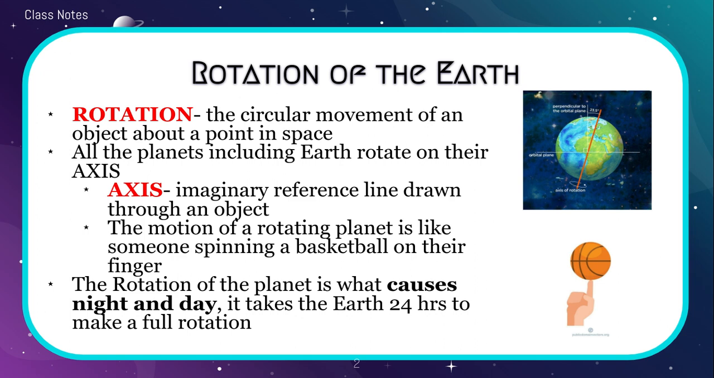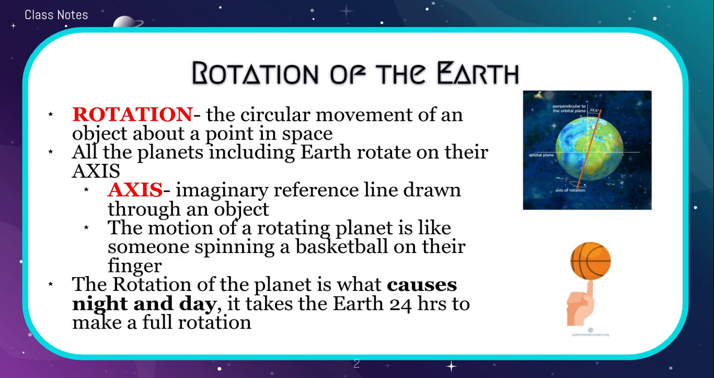And some planets actually, their axis is totally flat, almost like this white line. Some are straight up, some have different angles. It just depends on the planet. But it rotates on that axis just like if you were spinning a basketball. The rotation is what causes day and night to happen on Earth.